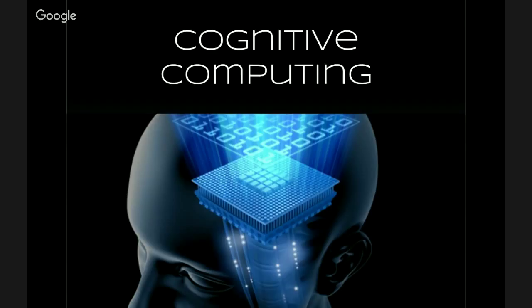The last subcategory is cognitive computing. Cognitive computing takes human problems and applies them to computing. Cognitive computing must be adaptive, interactive, iterative, stateful, and contextual in order to be achieved.